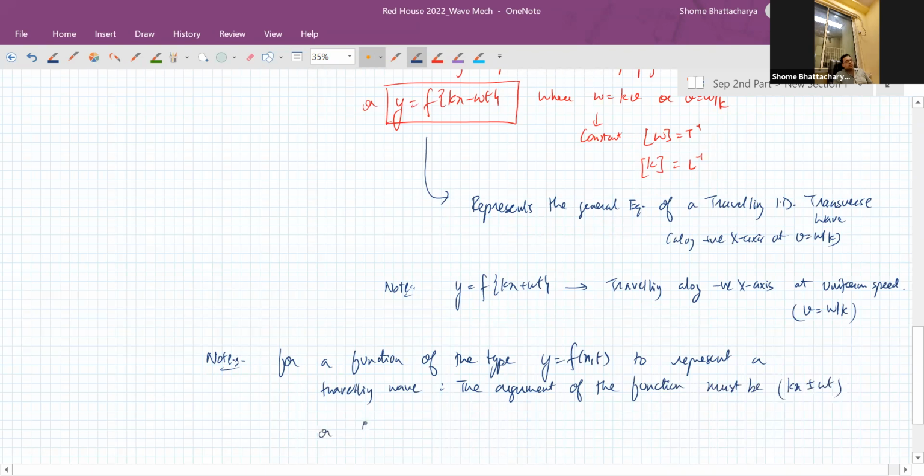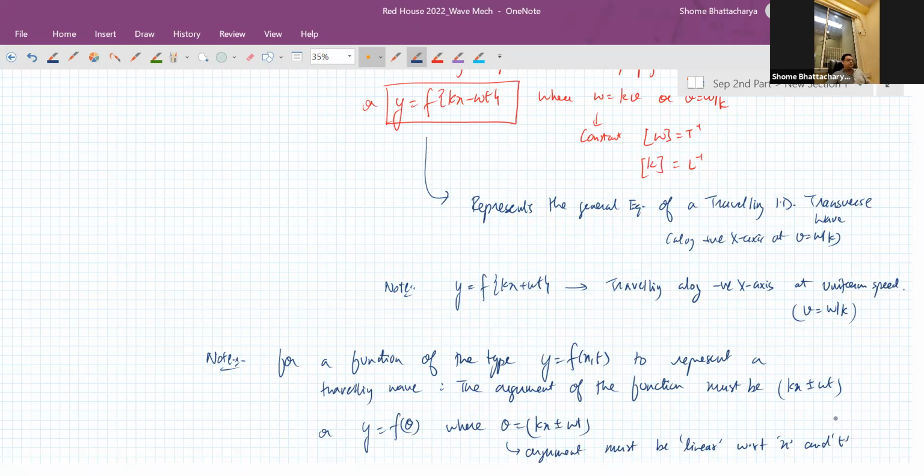So in other words, y is some kind of function of an argument theta, where the argument must be of the type kx plus or minus omega t. It must be linear with respect to x and t. If it satisfies this condition, then mathematically it represents a function which is traveling along the x-axis at a constant speed. So physically, it represents a transverse one-dimensional traveling wave.